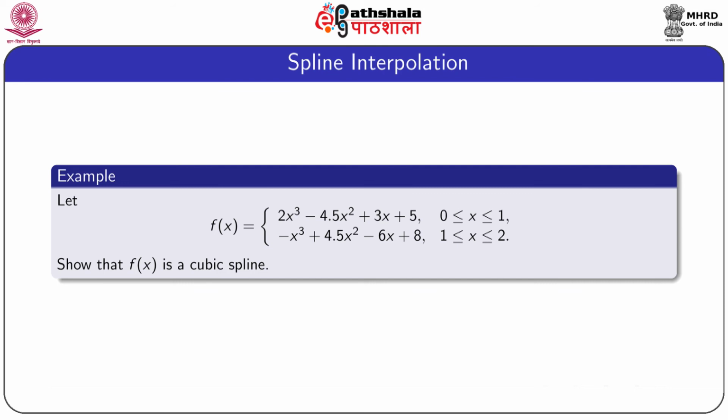Now, let us consider another kind of problem. Here a function f(x) is given. Our problem is to test whether f(x) is a cubic spline or not. So, here two expressions are given. That means the first expression is a cubic polynomial valid for the interval 0 to 1, and the second one is also a cubic polynomial and the corresponding interval is 1 to 2.